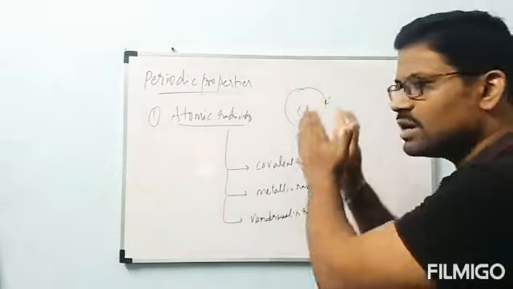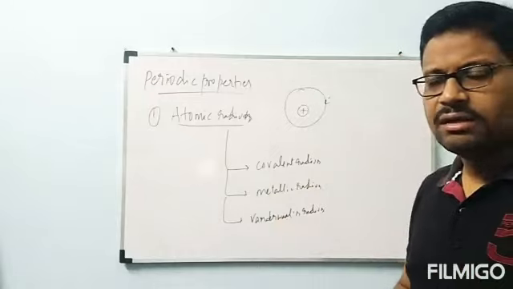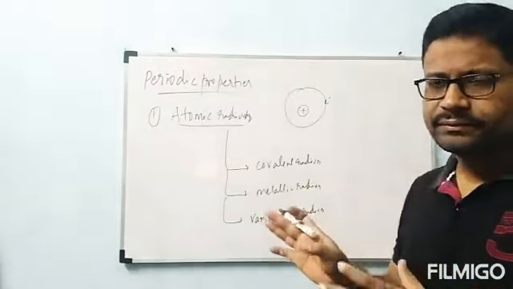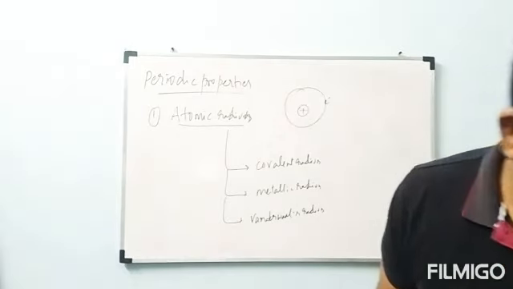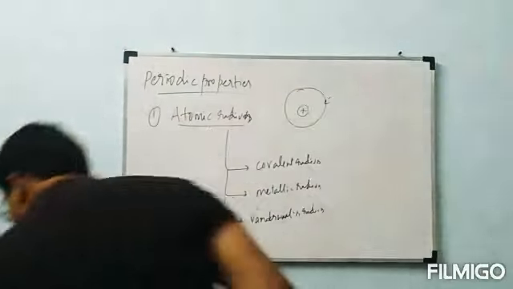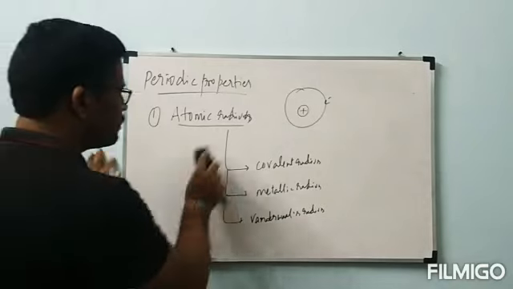I will go through each individual one, and we will also see the order of covalent radius, metallic radius, and van der Waals radius. Okay, now let us see. First, covalent radius.